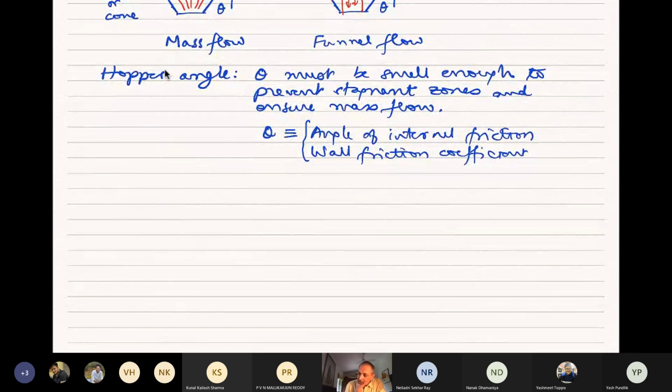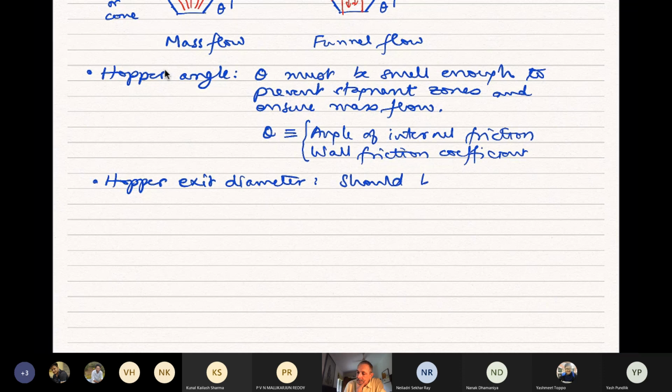And then the second point is that this is the hopper angle, and the hopper exit diameter should be large enough to prevent arch formation.